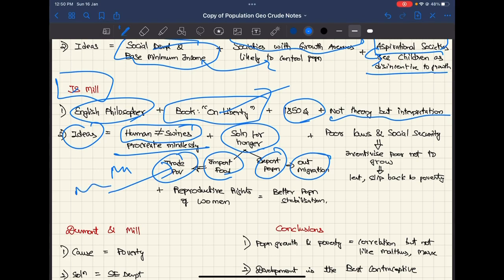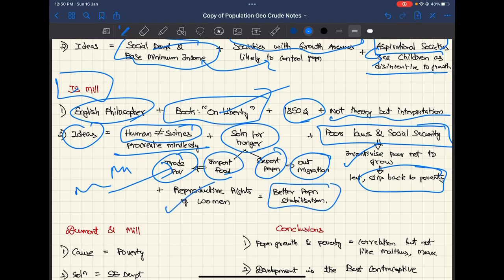He also talks about poor laws and social security. They will incentivize the poor not to grow. If they grow the numbers, they will again slip back into poverty. He also talks about reproductive rights for women that will lead to better population stabilization.